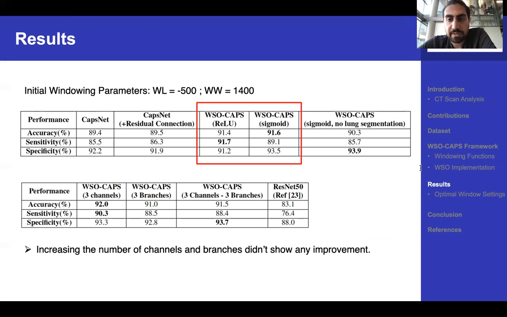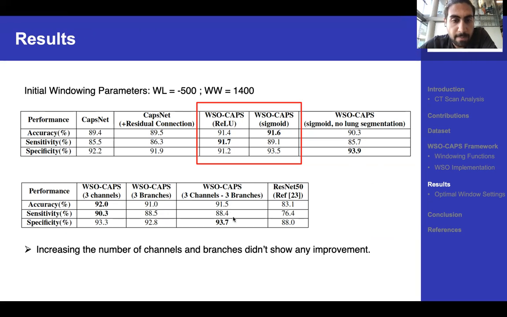In another experiment, we investigated various numbers of windowing channels and branches. By channel, I mean that instead of one convolutional channel, we can use 3 channels to find 3 window parameters at the same time. By branches, I mean that we can create some branches of the model, each with 1 window channel, and then combine the feature maps to find the final output. We used the sigmoid WSO-CAPS in this experiment as the best model.